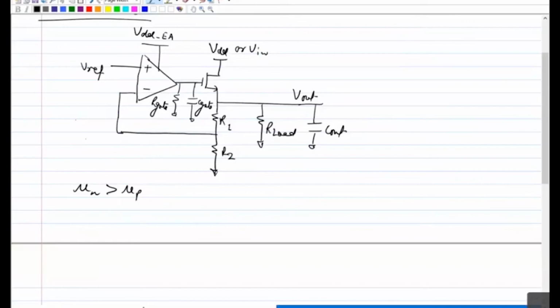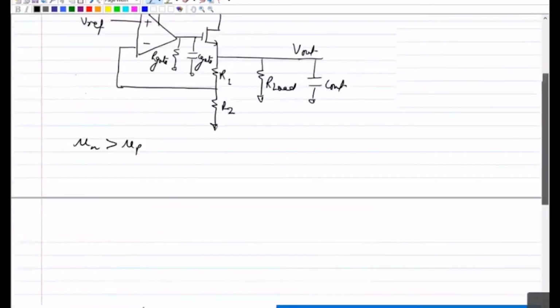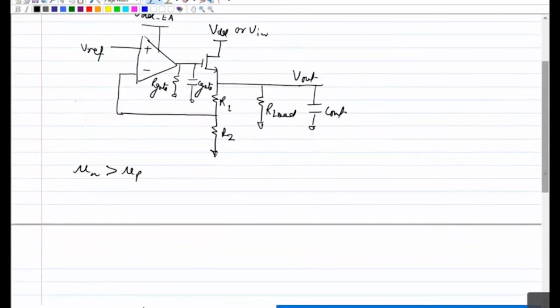But the main advantage, as I mentioned, is that the size of this pass element will be much smaller. That's the main benefit you get from this. Other advantages are Rout, or output impedance, and your PSRR is better. That we will discuss one by one.